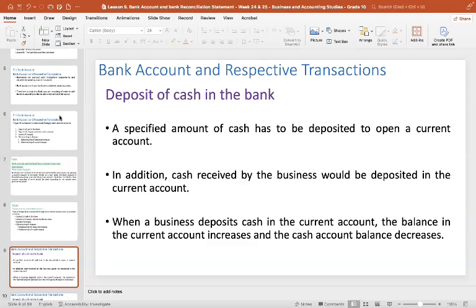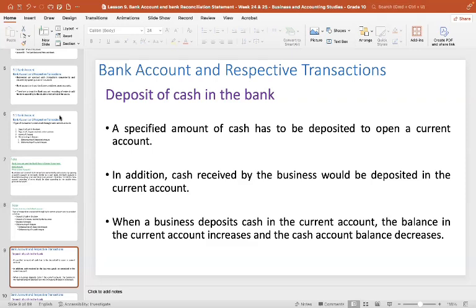So what happens is when you are depositing cash in the bank current account, the balance in the current account will increase, and the balance in the cash account, what will happen? Balance in the cash account will be going down. So this is sort of an inverse relationship. When you are depositing cash in your current account, the balance in the bank account will be going up and the balance in the cash account will be going down.